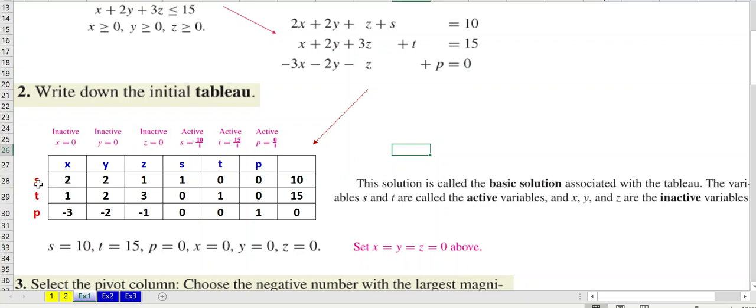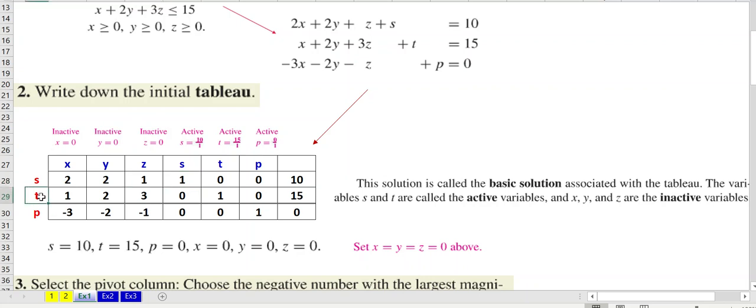How do we find the value of s? Well, we always go way over to the constant column. So we take 10. And now we look for the S column. Here's the S column, and here's the S row, S and S. So we have a 1 right here in the S column and the S row. So we take the constant 10 and divide it by 1. 10 divided by 1 is 10, so S is equal to 10.